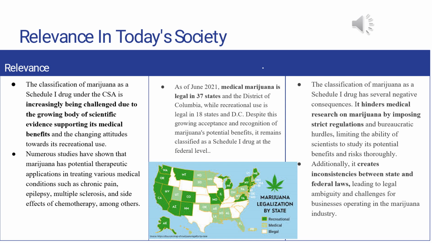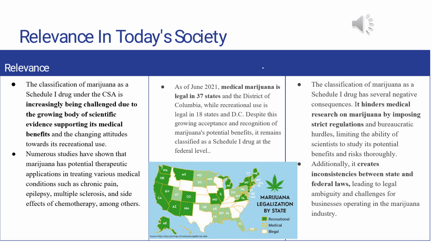Talk about the relevance in today's society. As of June 2021, medical marijuana is legal in 37 states, and it is legal for recreational use in 18 states, including DC. Despite this growing acceptance and recognition of marijuana's potential benefits, it still remains classified as a Schedule I drug at the federal level.